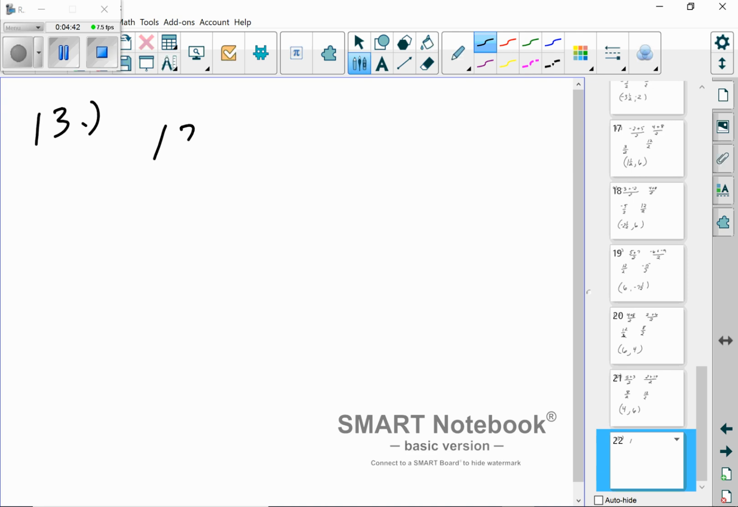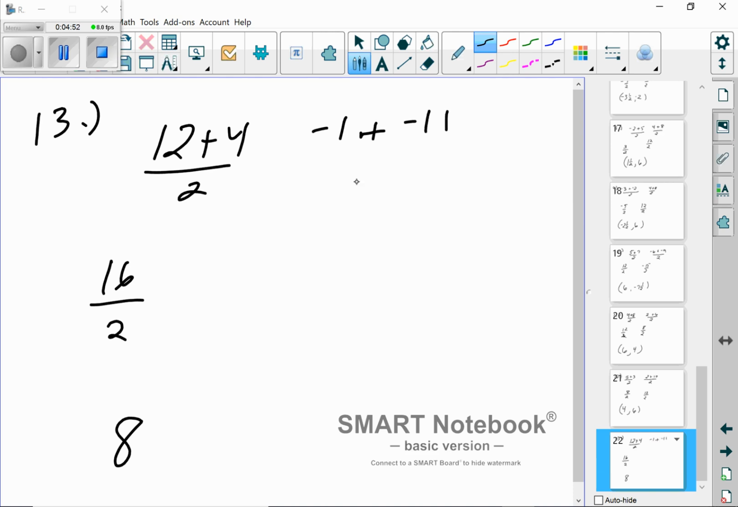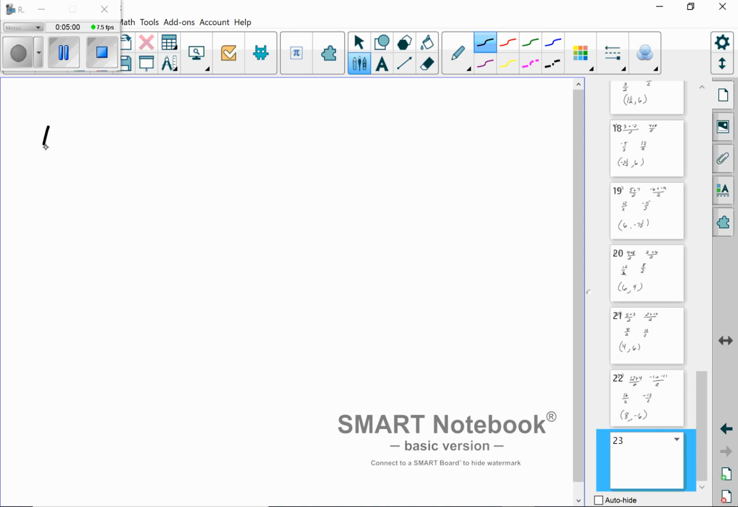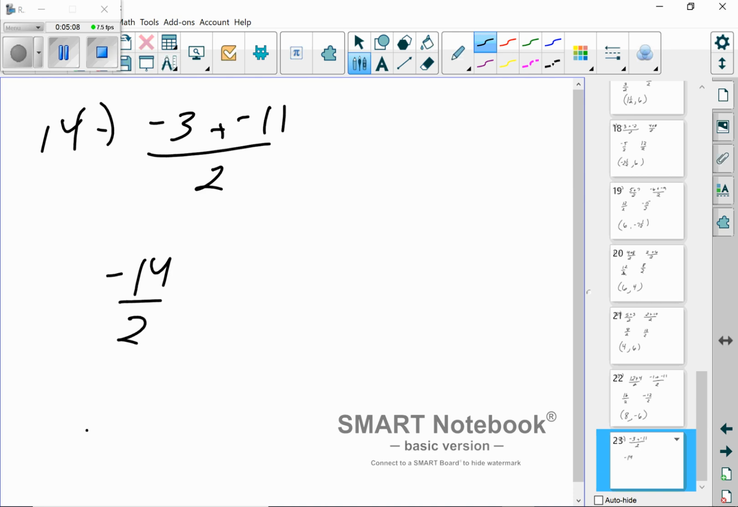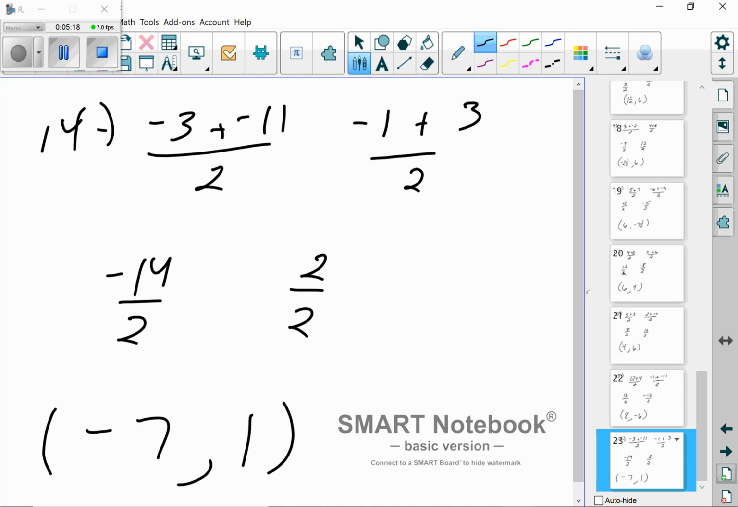Number 13, 12 plus 4 makes 16 over 2, which is 8. Negative 1 plus negative 11 makes negative 12 over 2, which is negative 6. Number 14, negative 3 plus negative 11 over 2, that's negative 14 over 2, which is negative 7. The y's, negative 1 plus 3 over 2, which is 2 over 2, which is 1. Negative 7 and 1.